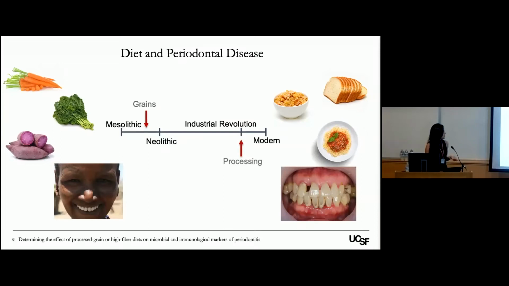Another important time point is the Industrial Revolution, in which processing techniques introduced ultra-processed cereal grains as a main staple of our diet. Today, modern hunter-gatherer societies, such as the Hadza people in Tanzania, display exceptional oral health status, albeit not having access to a dental care provider. And this is attributed to consumption of fibrous vegetables. Several studies have looked at the correlation between periodontal disease and processed grain consumption. However, these studies are largely correlative in nature and have not looked at the mechanistic underpinnings of this.